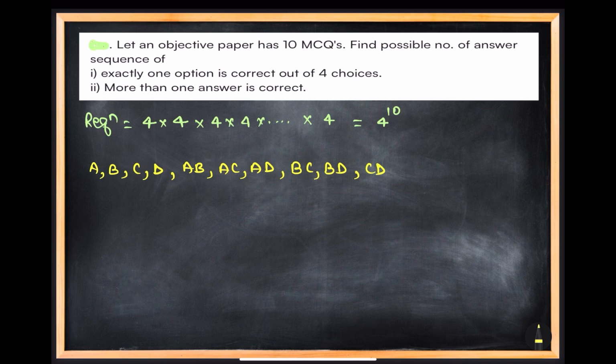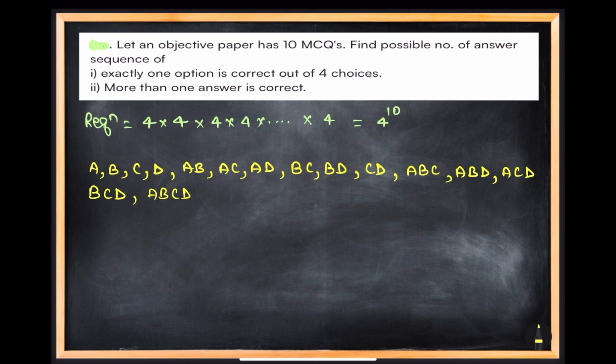Now go for 3 answers correct. You can go with A, B, C. You can go with A, B, D. You can go with A, C, D. A is done. You can go with B, C, D. So 3 cases are also done. Now suppose that 4 answers are correct. So you can go with A, B, C, D.